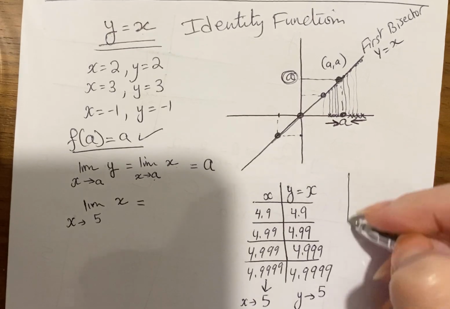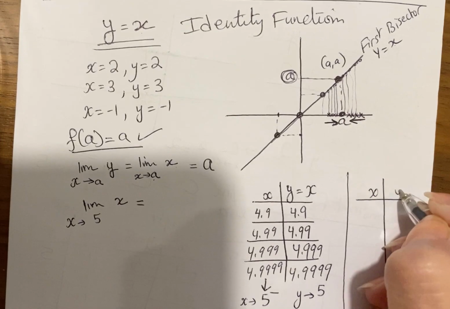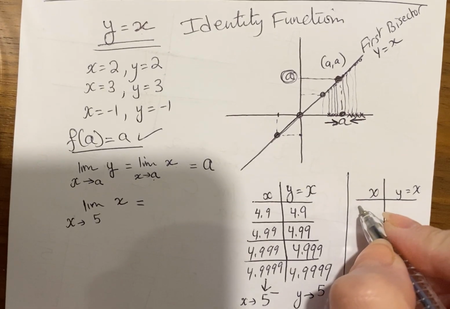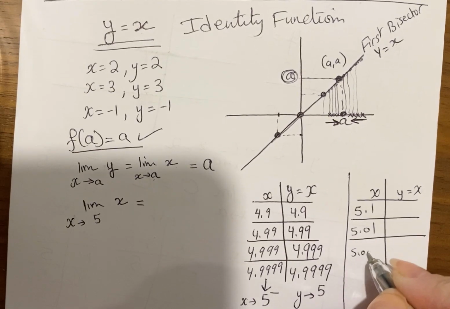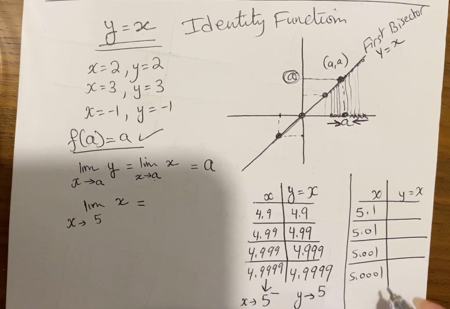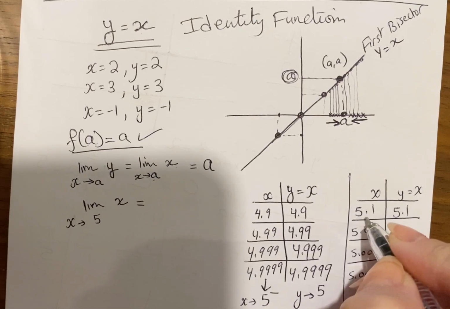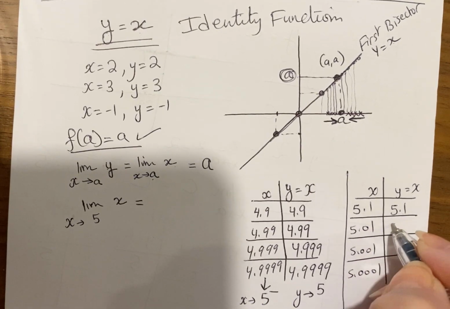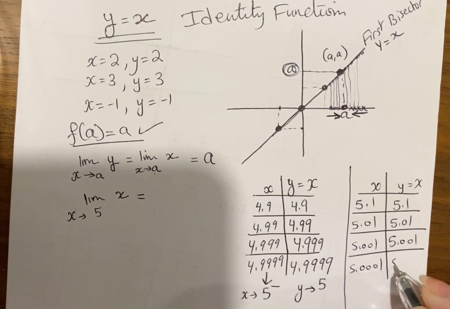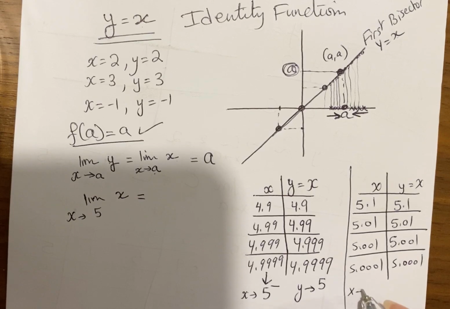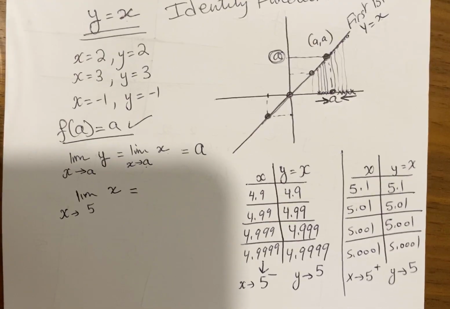5 as well. Now this is from the left. From the right, as x approaches 5 but bigger than 5, like 5.1, 5.01, 5.001, 5.0001, what is the function equal to? It's equal to exactly the same value. So when x is 5.1, y will be 5.1. When x is 5.01, y will be 5.01. And so on. So what do you notice? You notice that as x is approaching 5 from the right, the y values are also approaching 5.